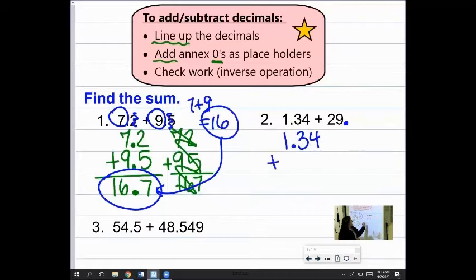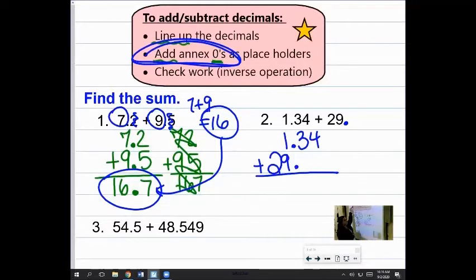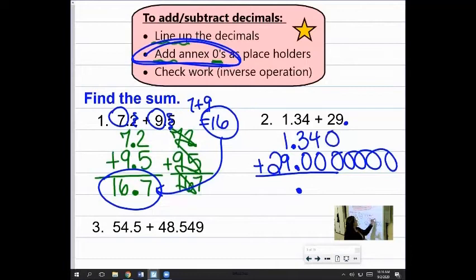And then I'm going to add by lining up my decimal. So my decimal for the 29 is behind here. And let's erase that because it's a little too close. 29. And then what I told you before, based on the directions, we're going to add annex zeros as placeholders. So now that I have these lined up, I bring it straight down, and then I can just add zeros. I could add as many zeros as my little heart desires, as long as I have a decimal. It's not going to change the value.